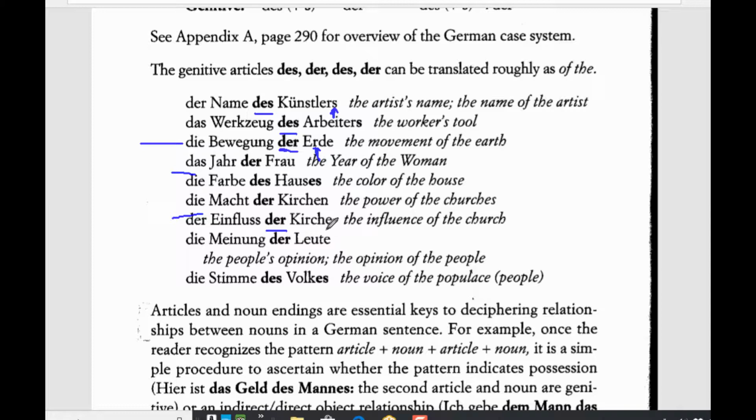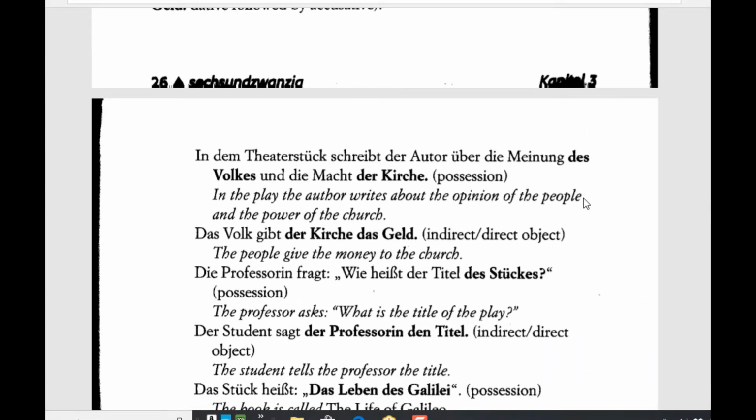Because it's a feminine dative noun. Yeah, Kirche is feminine and it's in the genitive. Feminine noun with a genitive case. I'm sorry. Yeah. All right, great job. Let's see. Okay. All right, going on.